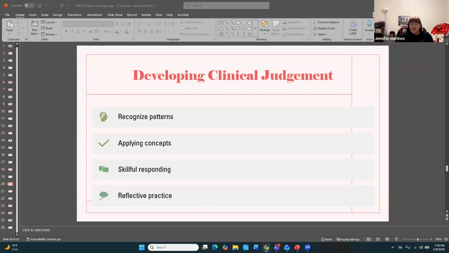Applying your concepts. As you're analyzing that data, you're going to look at things using your nursing judgment, and looking at those patterns and how you are going to address any changes.